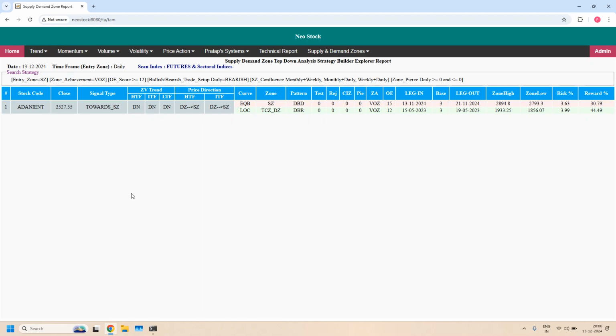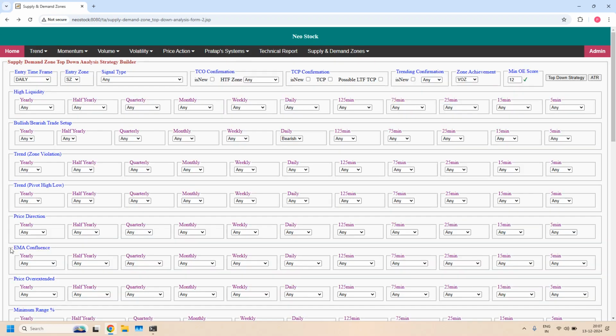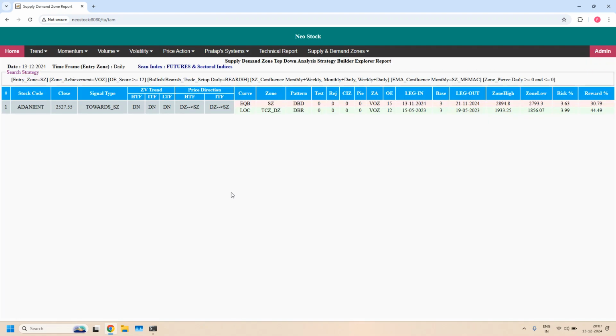Okay, now let's verify this supply zone is having HTF EMA confluence. That means monthly EMA confluence. Because the daily zone is part of the weekly, both together part of monthly. If the monthly trend is down and monthly zone is having monthly EMA confluence, it is even more high probability trade setup supported stocks. So with the monthly supply zone with monthly EMA confluence filter, we got the stock. That means this is even more high probability trade setup supported MIT bearish trade setup stock. So this is about bearish trade setup for monthly income trade.